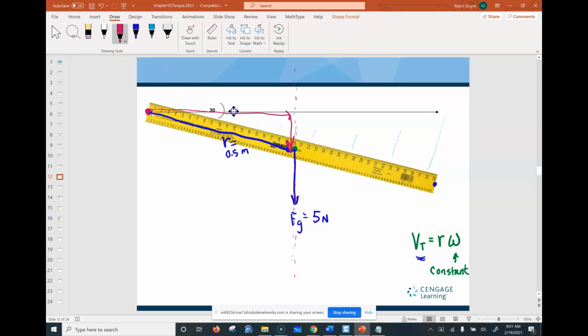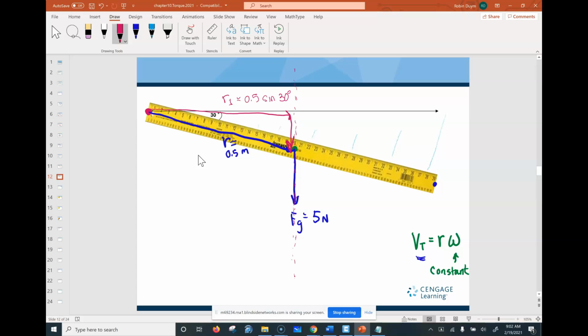And I think if I move this down and showed you that this was 30 down here, it might be a little bit easier to see. Let's move 30. So 0.5 times sine 30. You got it. R perpendicular is going to be 0.5 times the sine of 30 degrees. Awesome.